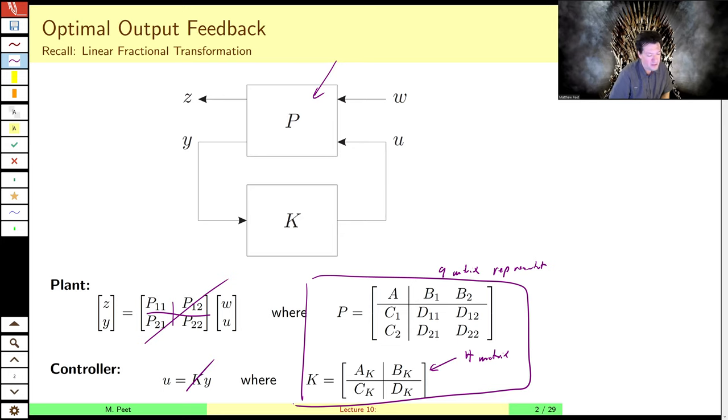Now, of course, in the full state feedback case, we just set that equal to identity, and these were 0. But we're not going to do that here, because we want our sensor measurements to be the inputs to our controller. And if we do that, we need a full order controller. We can't do static output feedback. So we need these three matrices, whereas before we only had one matrix for state feedback.